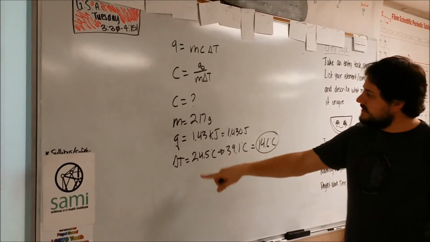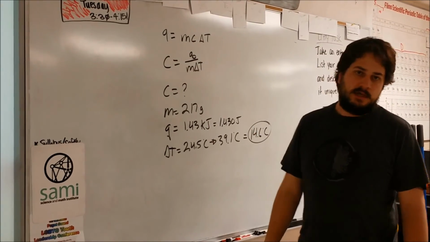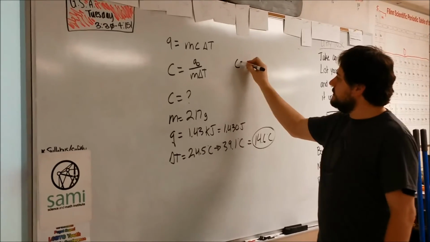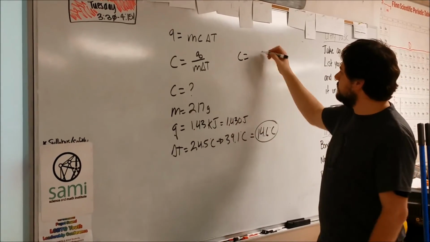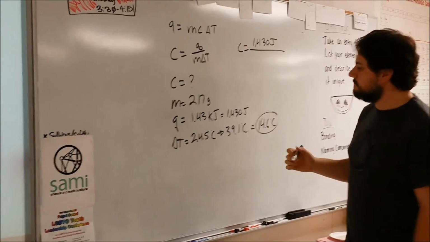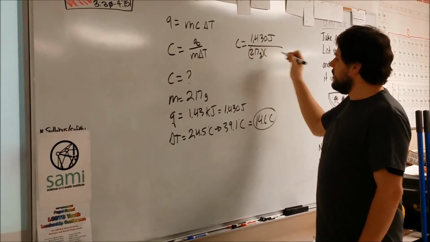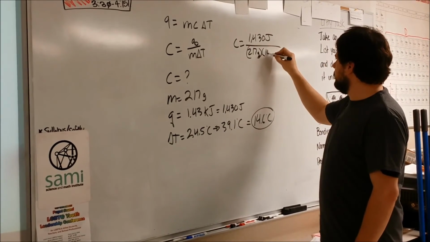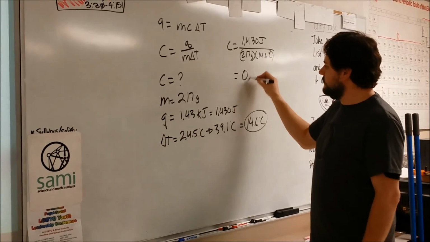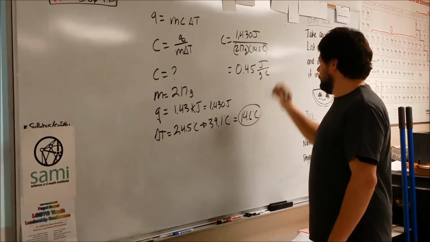Now, when I set up this equation, I'm using this one here. You'll note that it is just the same equation rearranged. All I did was slightly fancy algebra, and magic later, we have a new equation. So C in this case is Q, which is 1430 joules, and notice I converted to joules for this one, divided by 217 grams times the change in temperature, 14.6 degrees Celsius. I do fancy math, and I end up with 0.45 joules per gram degrees Celsius.